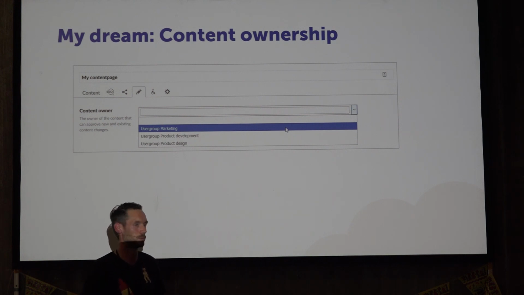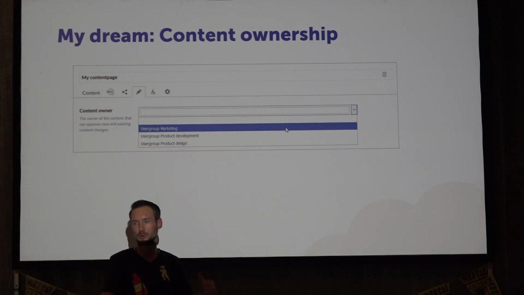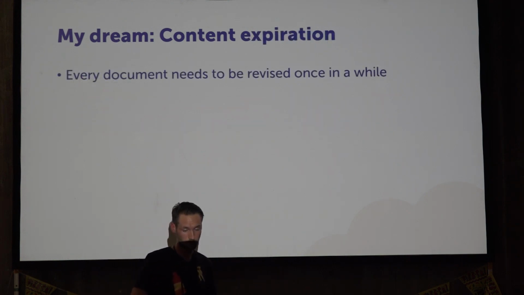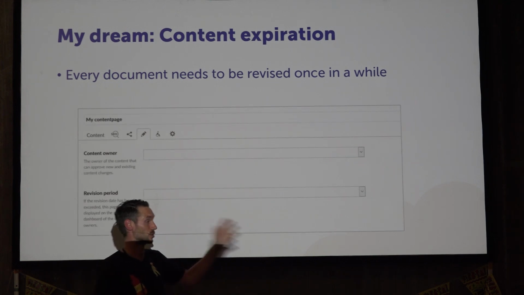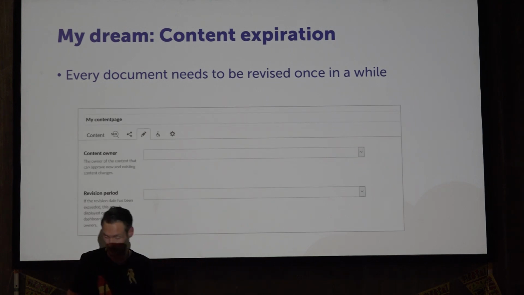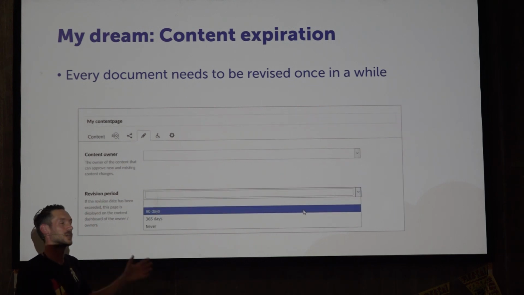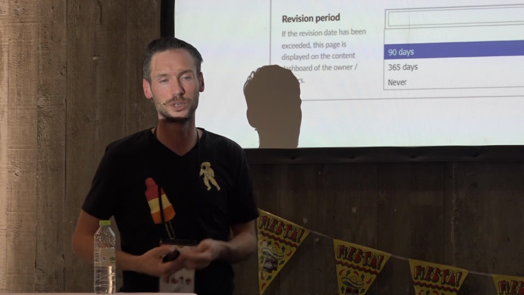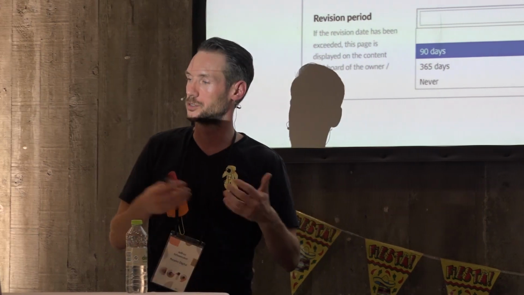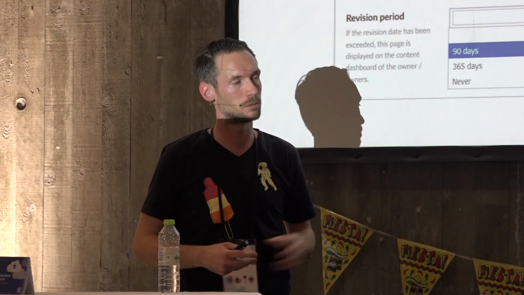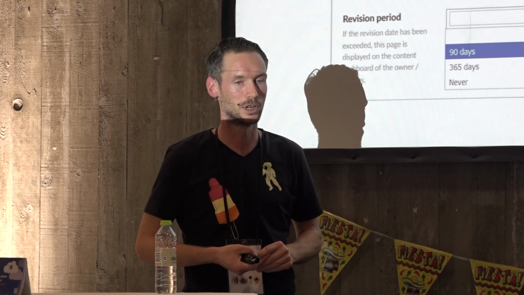So the marketing department will get a dashboard where they can see, okay, this is my ownership, and maybe you could add something like this, a revision period, where you can select every 90 days, this content needs to be reviewed and published again, so it's up to date, you know for sure, and this is the ownership of that person.